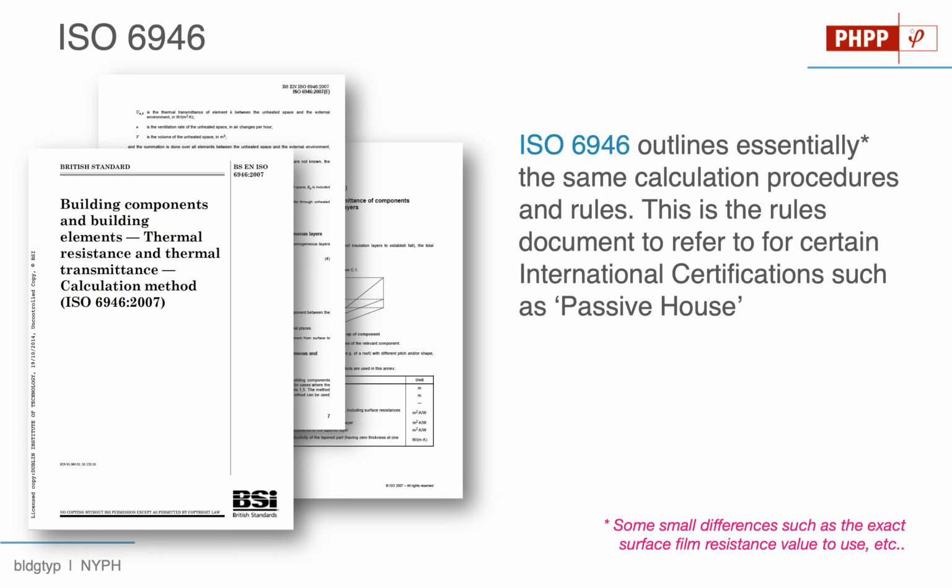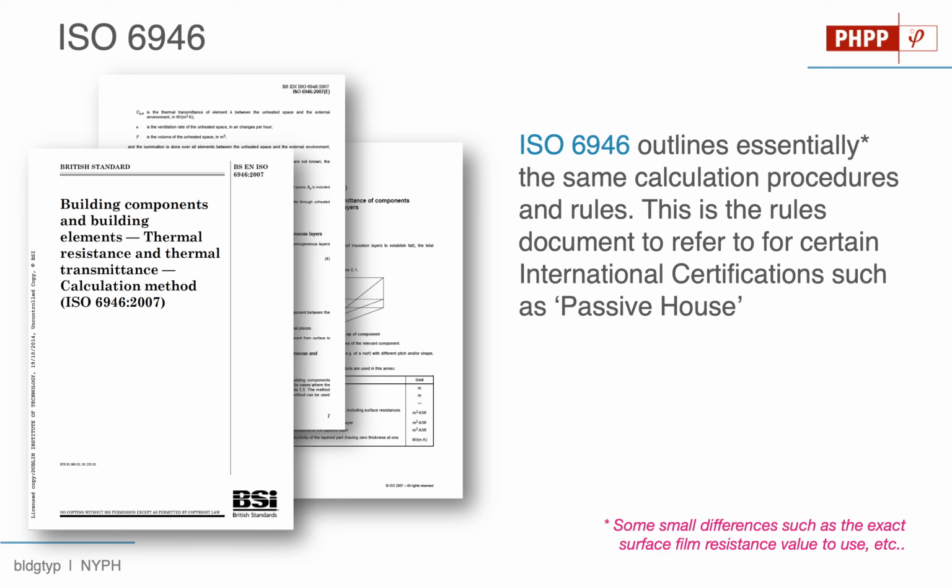Now contrast that, or sort of alongside that, we have the ISO 6946. So we have, again, 2 different engineering reference guideline documents. We have ASHRAE Handbook of Fundamentals, Chapter 27, and we have ISO 6946. And they are mostly the same, although there are some very small, very minor differences between them. So just keep that in mind.